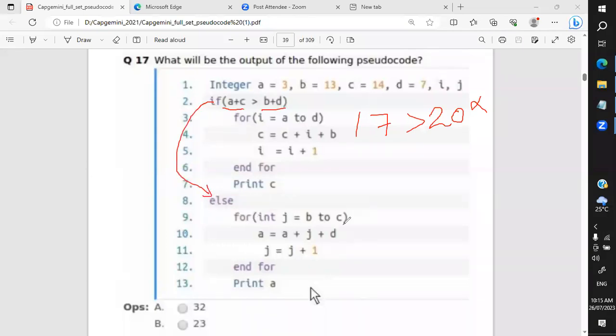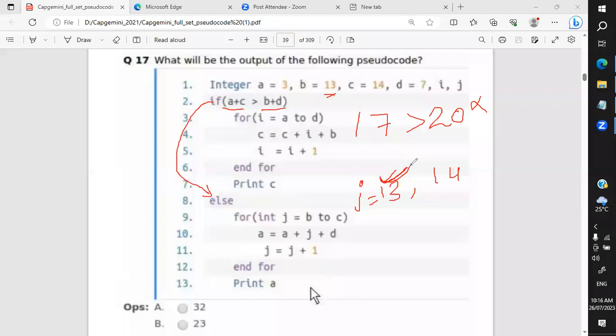J is running from B to C. That means what? J will initially be the B value. What is the B value? 13. So J value is 13 and it will run till C. That means what? 13 it will run. And also C is what? 14. So only for these two values it will run. Okay. But as of now, J value is 13. Let's figure out what happens for J equal to 13.